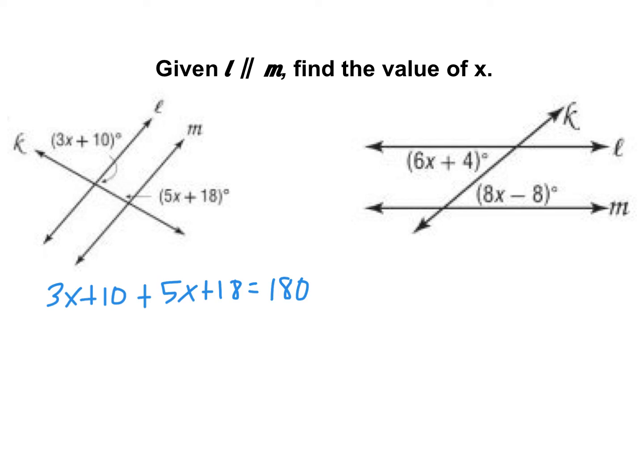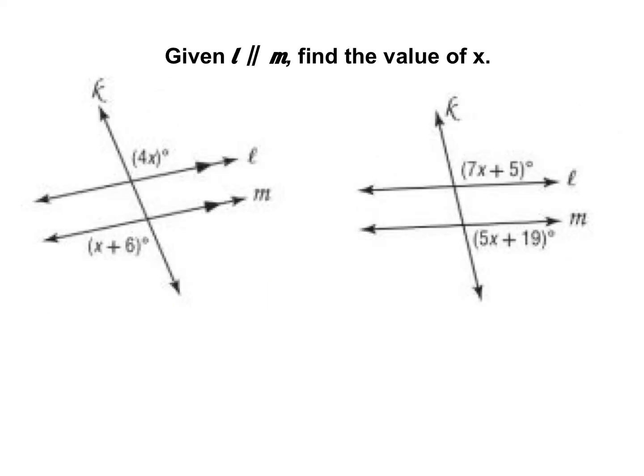In this other situation, these angles are alternate interior angles. Alternate interior angles are equal to each other. They're congruent. So when I set up my problem, I say 6x plus 4 must equal the other angle, 8x minus 8. In this situation, they are congruent, and in this situation, they add up to 180. From there, you just combine like terms and solve for x in both situations. Let's try these two. Feel free to pause this video and set them up yourself and see if you get the same answer.